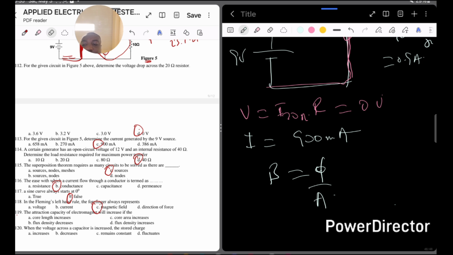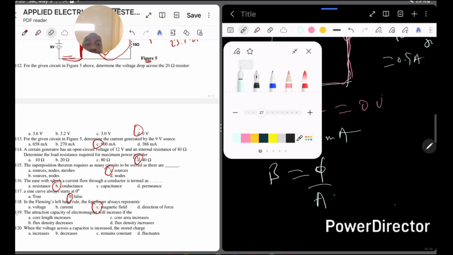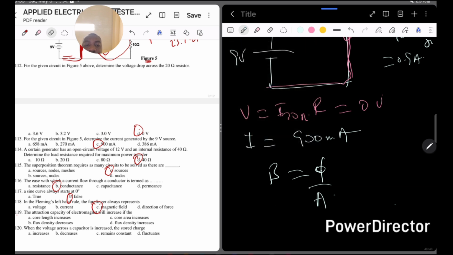So with this question, you see that the attraction is proportional to the magnetic flux density. So if you are increasing the magnetic flux density, meaning you are increasing the magnetic flux here as well. So we have here to be D.